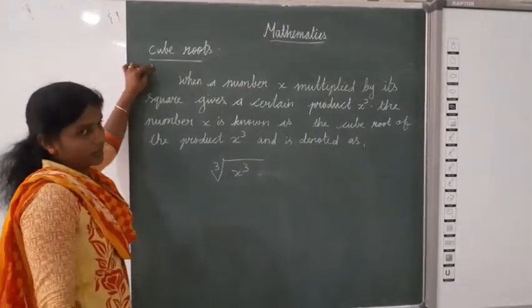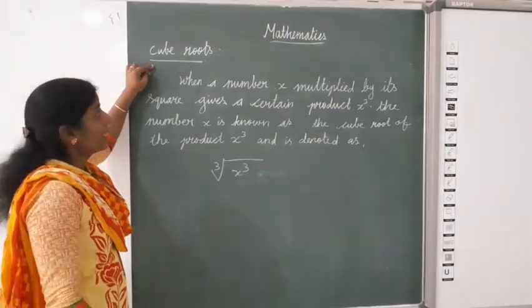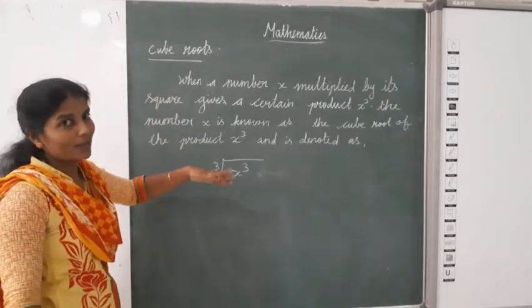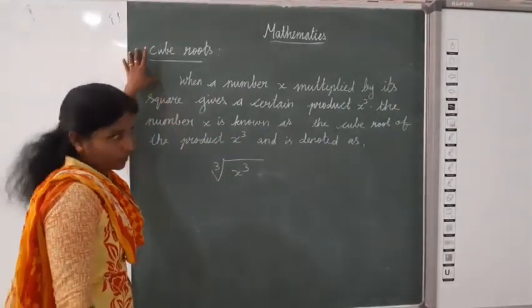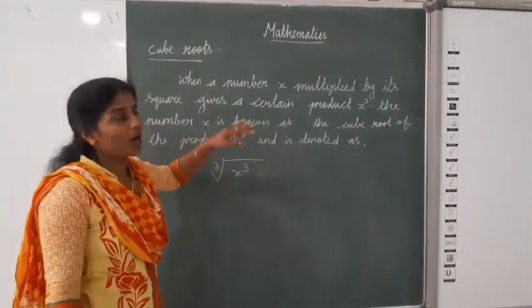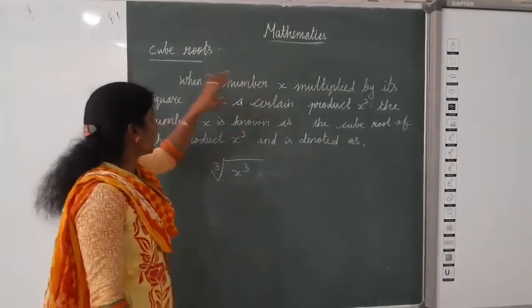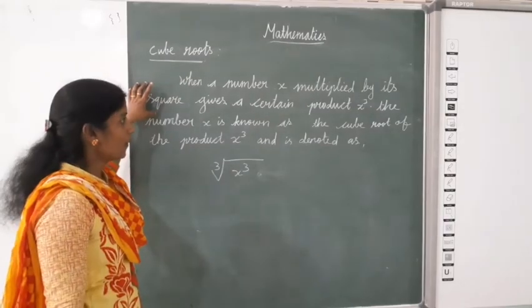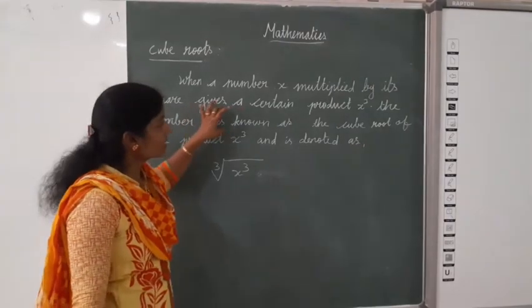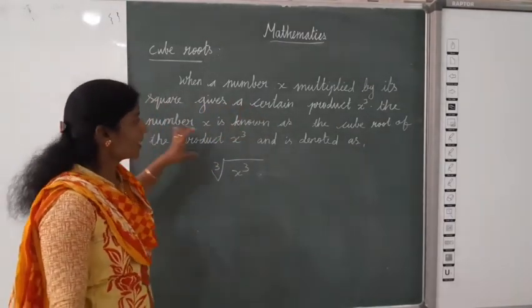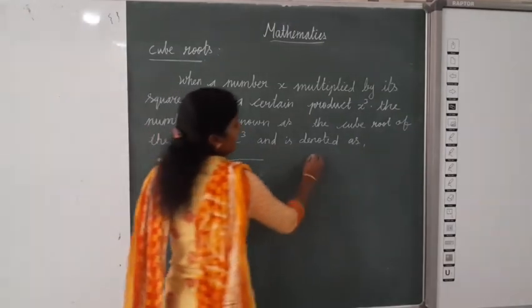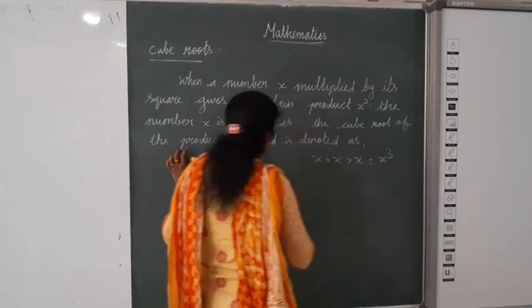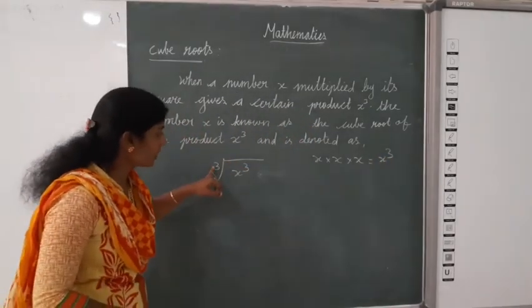Okay, now cube roots. First we learned about square root. This is cube roots. Square root means we take 2 in 1 outside the square root, isn't it? But cube root means we take 3 in 1 outside. When a number is multiplied by its square and gives a certain product x cube, the number x is known as the cube root of the product x cube. Now here x into x equal to x cube.